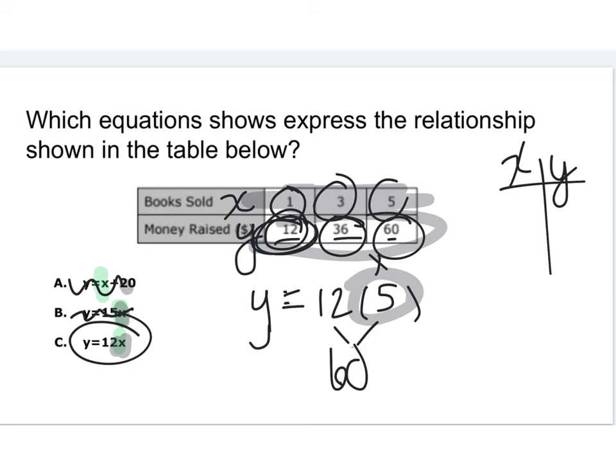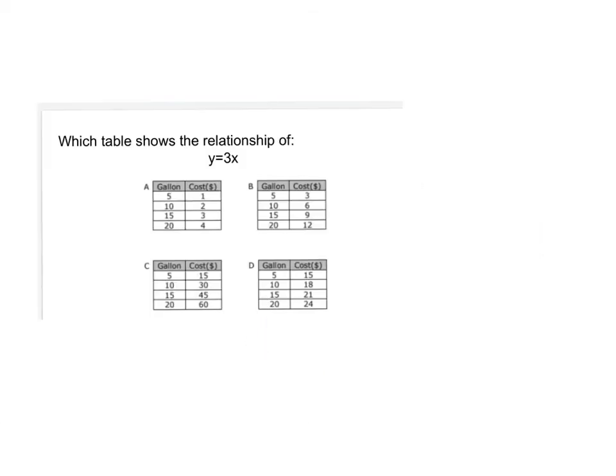So let's look at another type of example. In this case, we're given an equation and we have to match the table. So you have to choose which table matches the relationship for the equation y equals 3x. What I notice about this is all the tables start with 5. So these are going to be my input. So remember, input for x, output for y. So it would be a good idea for you to label all your tables here.